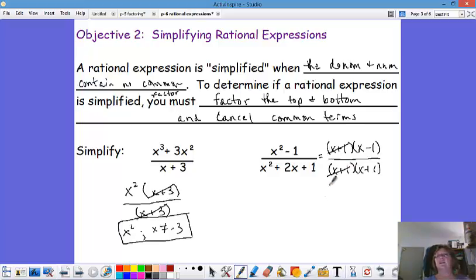We got rid of 1 x plus 1, and that leaves us with a simplified result of x minus 1 over x plus 1. We got to note, though, that x can never be, well, let's see, these are both x plus 1, and x can never be negative 1. That's not allowable. Okay, so we have simplified those rational expressions by factoring and canceling. Factor and cancel. It's going to be the call of the day.